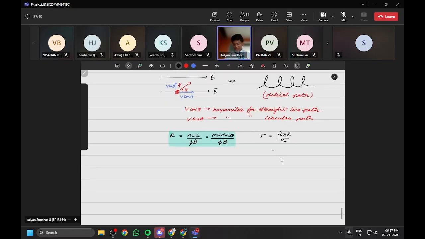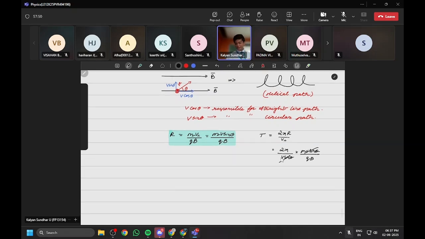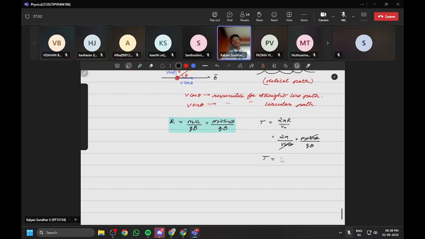So I can write this as 2 pi divided by V perpendicular, which is nothing but V sin theta, into the value of R, which is mv sin theta divided by qB. Again V sin theta gets cancelled. There will be no change in the time period. The time period never changes. Whether it makes an angle of 90 degree or any angle theta, the time period remains the same. It is independent of your velocity. So you will get 2 pi m divided by qB.